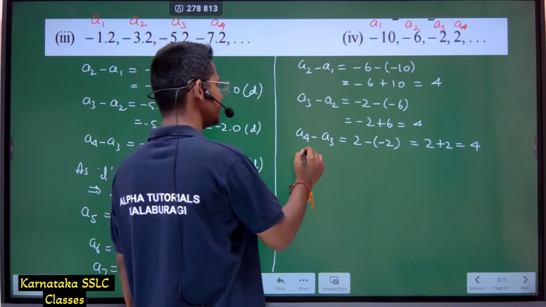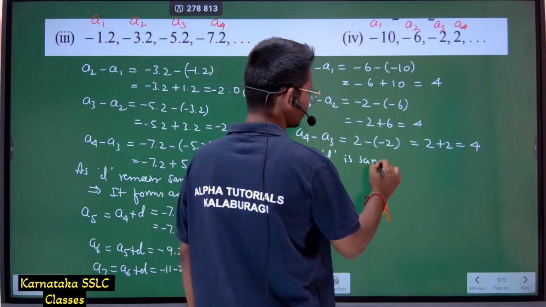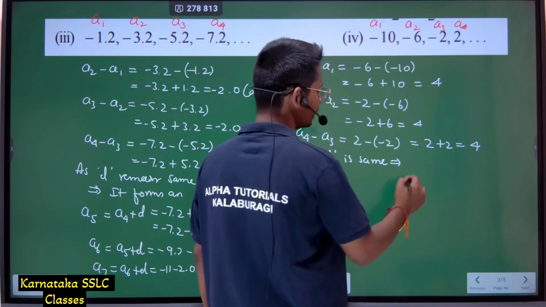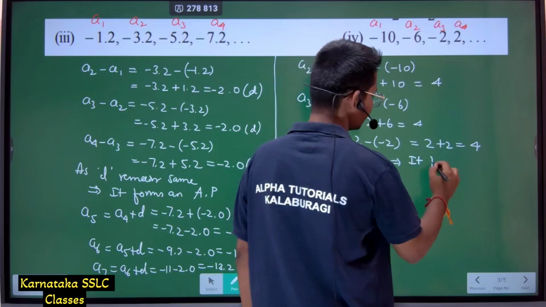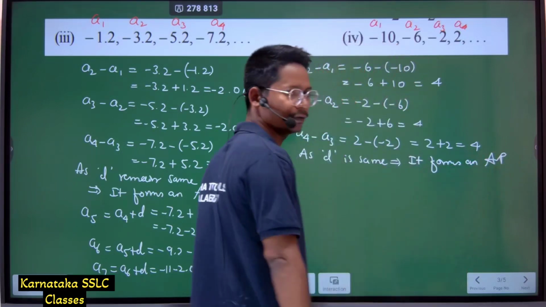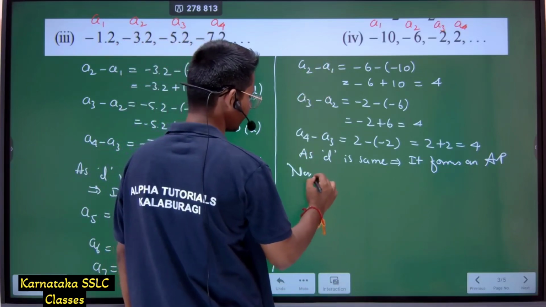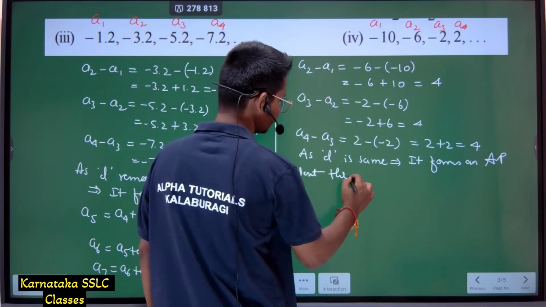As D is the same, what can I say? I can say it forms an AP. Correct? It forms an AP. Next I can find the next three terms.